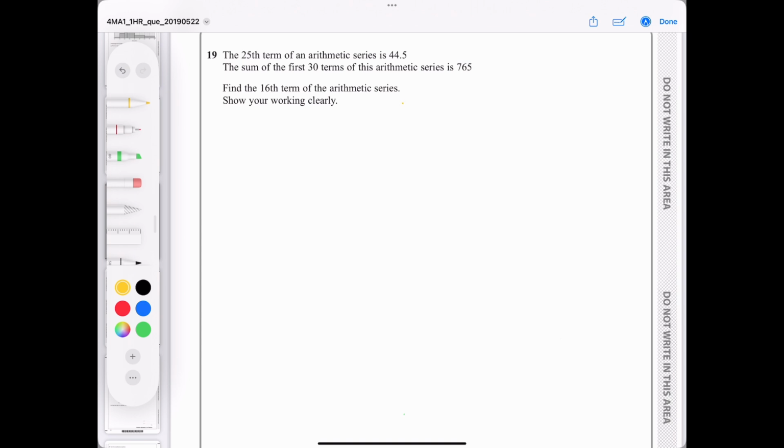Now an arithmetic sequence looks like this. A is the first number, A plus D is the number plus the difference, A plus 2D is the third term, etc. So we know that the 25th term is 44.5, so we know that A plus 24D equals 44.5. Then the sum of the first 30 terms of an arithmetic sequence is 765.